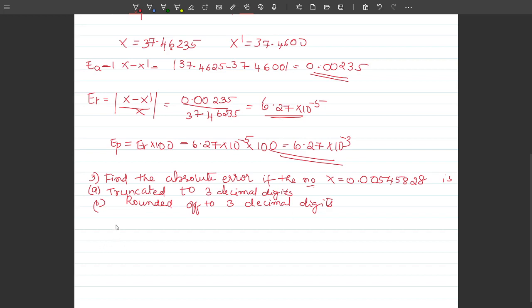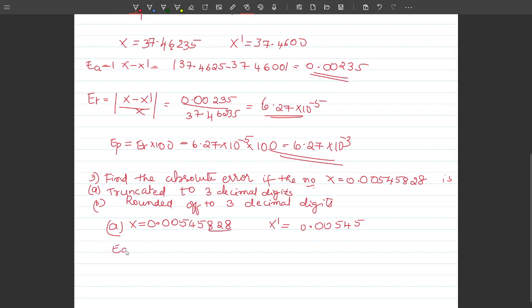So the first condition is that truncated means you have to cut the number. In this case you have to truncate it to 3 decimal digits. We should not write after the 3 decimal digits. Given that x is equal to 0.005452828. So in the first place, what is your x dash? You have to truncate it, not round it off. Don't confuse truncating with rounding off. So you have to remove the digits after the 3rd, see, 1, 2, 3 decimal digits. After this you have to remove. So your number is 0.00545.